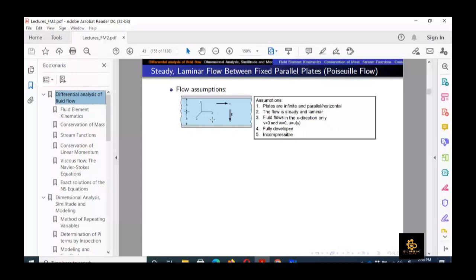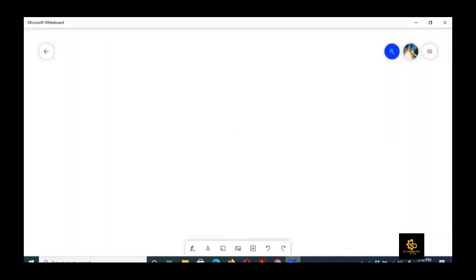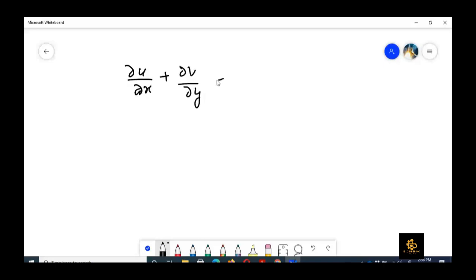That can also be obtained from the continuity equation for steady incompressible flow, because we know that for steady incompressible flow we have the relation partial u by partial x plus partial v by partial y plus partial w by partial z equal to 0.